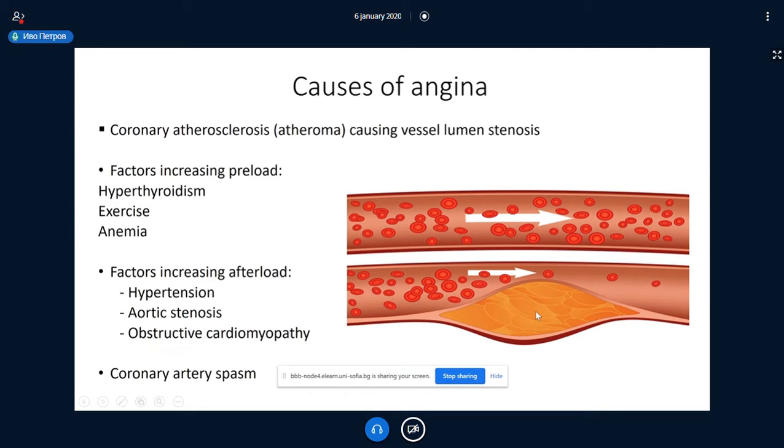But of course, more than atherosclerosis, it can be a situation in which the demand is much higher than the supply. This can be hyperthyroidism, exercise, anemia, hypertension, aortic stenosis, obstructive cardiomyopathy, and coronary artery spasm as well. The schematic on the right is showing what is the effect of the fixed atherosclerotic stenosis. So you can see that it's an obstruction of the lumen of the vessel, and this is leading to decrease of the flow after the stenosis.